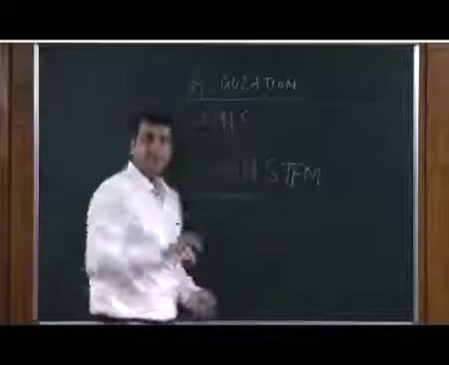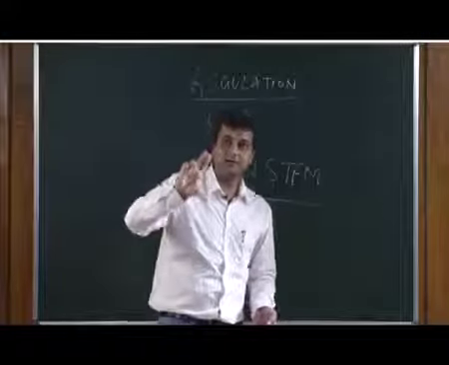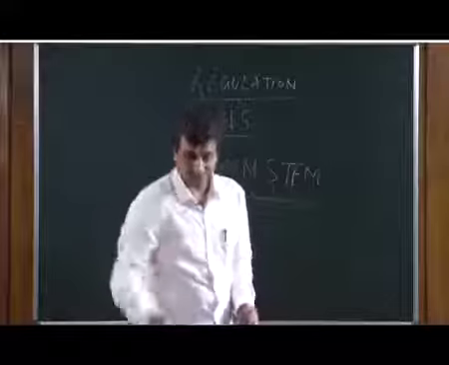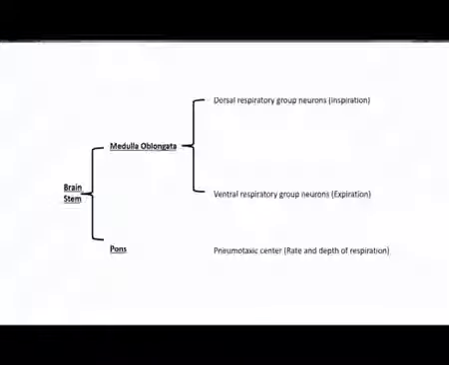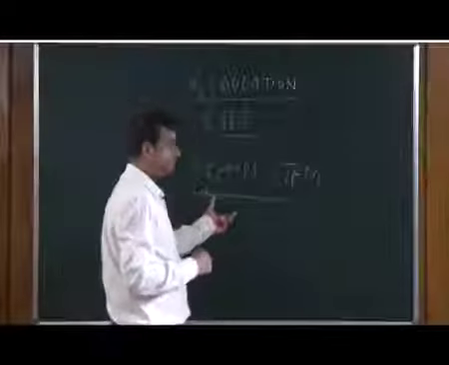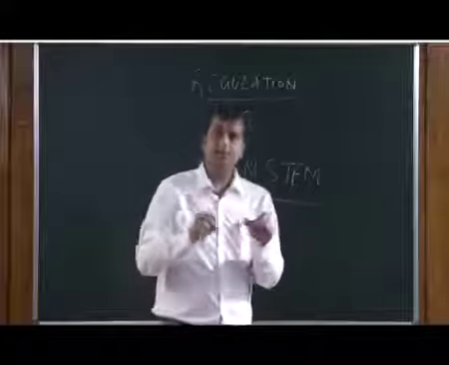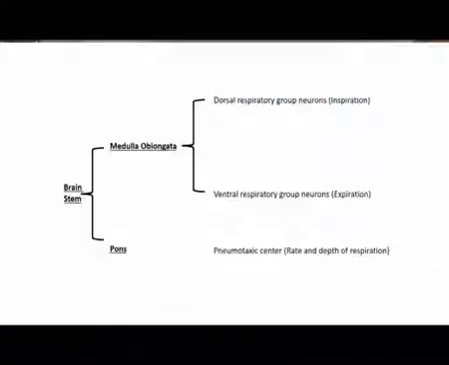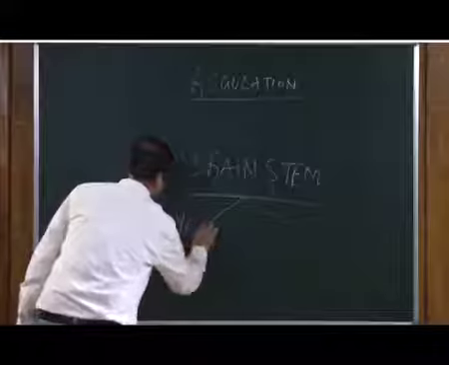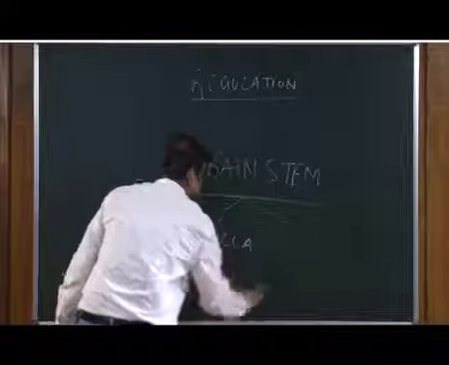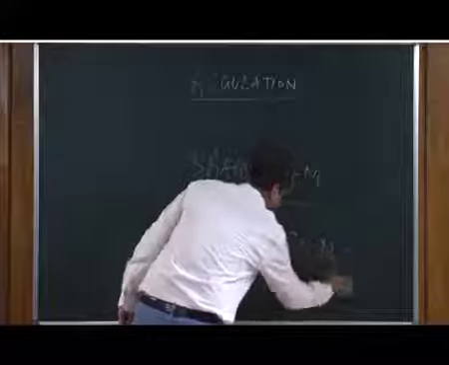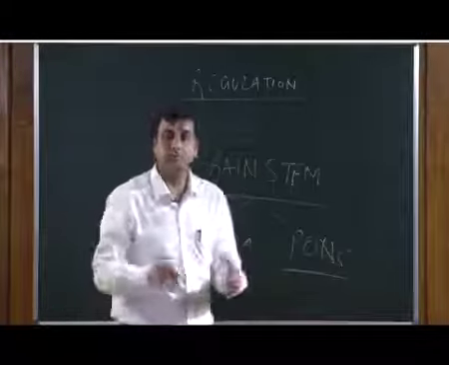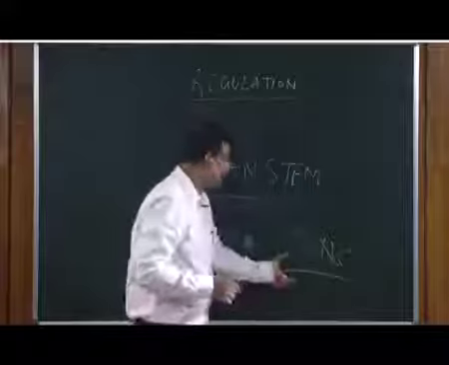Now, this brain stem is a specific area in the brain located in the downside of the central nervous system. This slide is just summarizing some of the important structures in the brain stem that regulate respiration. The whole brain stem is divided into two parts. One is called the medulla, sometimes also called the medulla oblongata, and the other is called the pons.